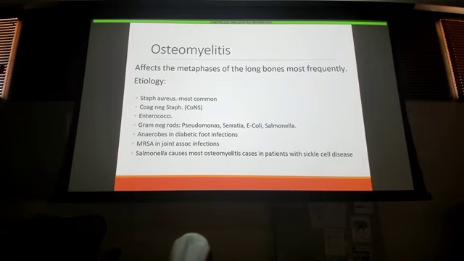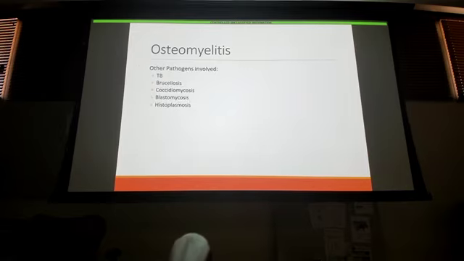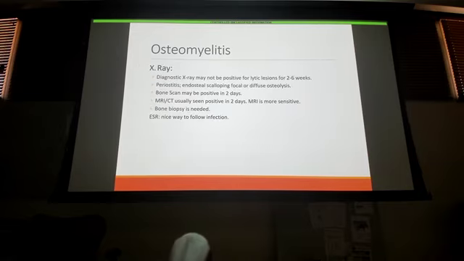Alright, osteomyelitis, continuing on. Etiology: Staph aureus is most common, coag-negative staph, enterococci, gram-negative rods, all of it's there. Look at the bottom bullet. I'd recommend circling that one. I don't know if you guys know, by all means tell me. Sickle cell individuals have this predilection to Salmonella being a very big problem for them. So Salmonella causes a lot of problems in terms of osteomyelitis for those with sickle cell disease. Other pathogens could be involved as well.